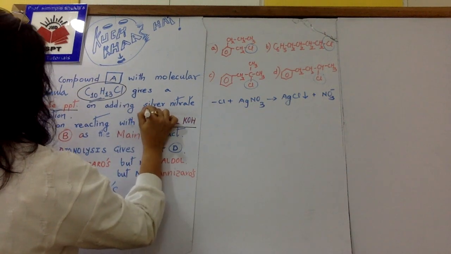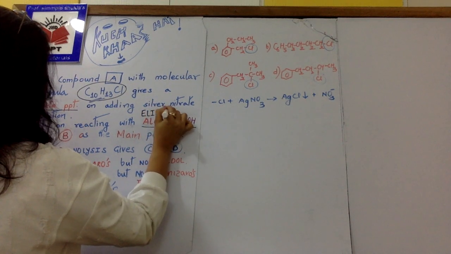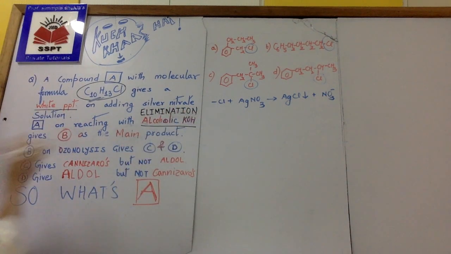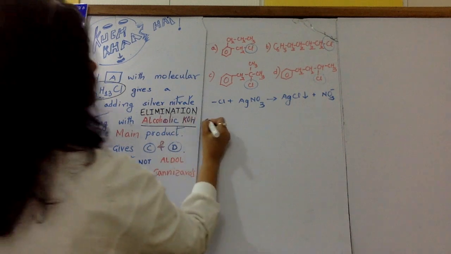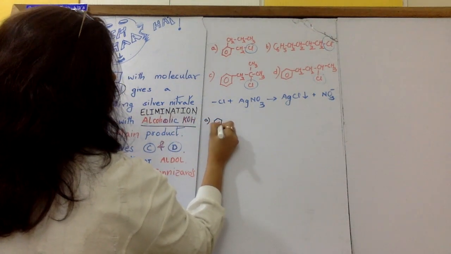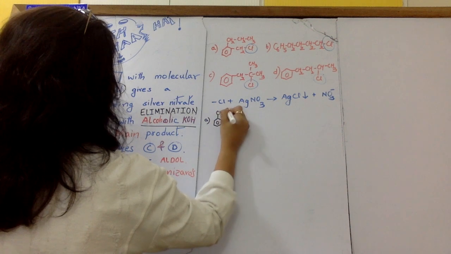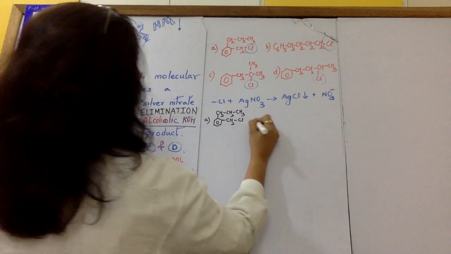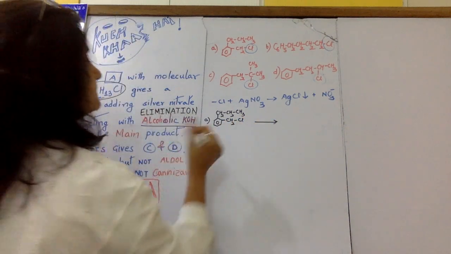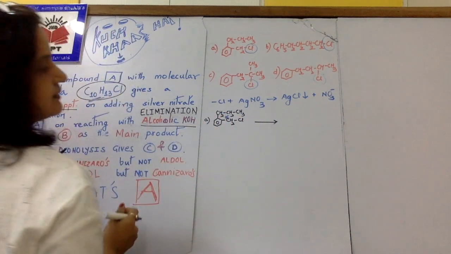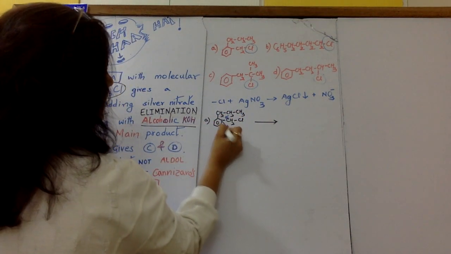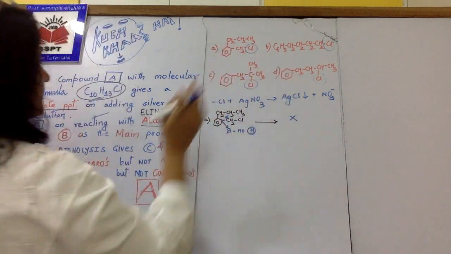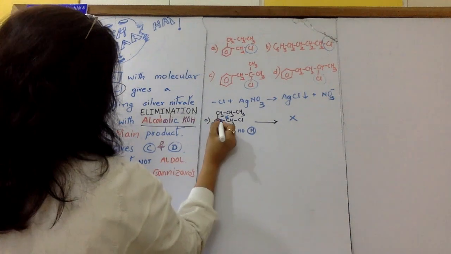Alcoholic KOH means elimination reaction. So, let us do elimination of each one. Option A. During elimination, a halogen goes from the alpha carbon and a hydrogen goes from the beta carbon, but there is no H on the beta carbon, so no elimination.